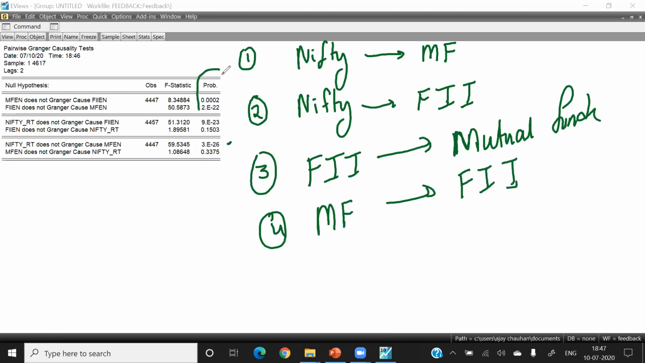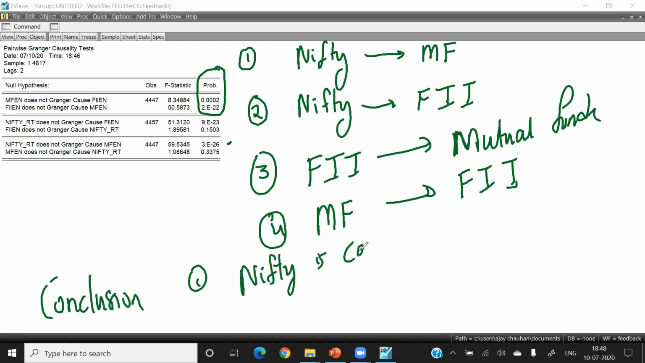So you can check from the first case, both are found to be significant. So we have this kind of relationship, and now the conclusion we can write from here. We are having 3 conclusions. Number 1, simply Nifty is causing mutual fund and FII. This is called unidirectional causality. Unidirectional causality means causality is only in one direction. Nifty is causing them, Nifty is not caused by them.